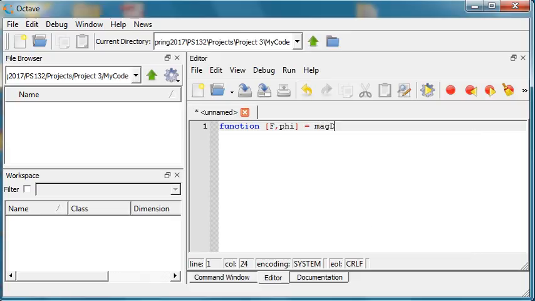Mag dipole force. I know it's kind of a long name for it, but alright. Hopefully you can think of a better name.